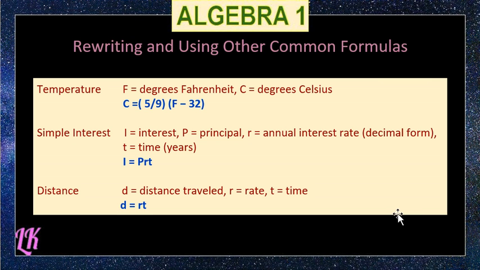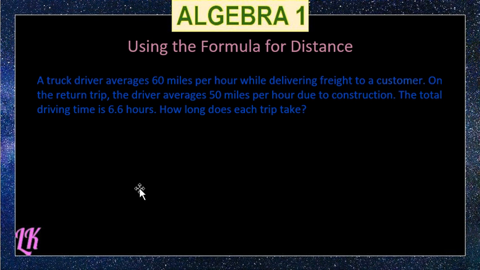In this lesson, we will focus on rewriting and using the distance formula, which is given as d is equal to r times t, where d is the distance traveled, r is equal to the rate or the speed, and t is equal to time in hours.